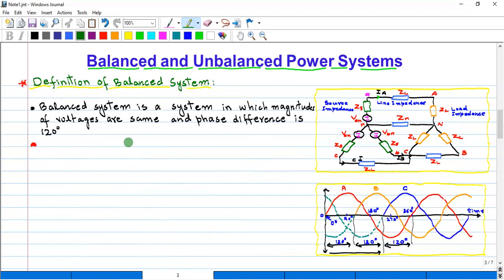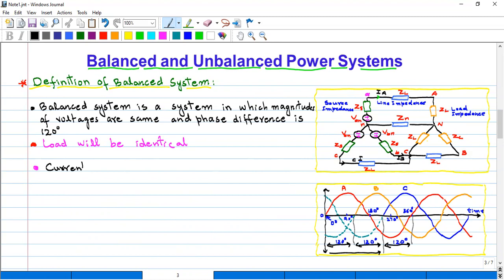So the first most important parameter is that a balanced system is a system in which the magnitude of the voltages is the same and the phase difference is 120 degrees. The second most important parameter is, in case of a balanced power system, the load will be identical. If the load is identical, then the system will be balanced. If the load is identical, then the value of the current on each phase will be the same.